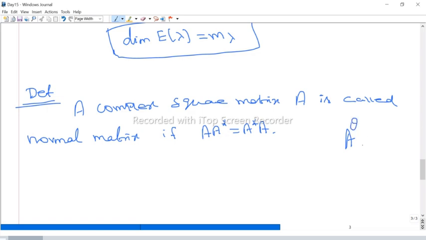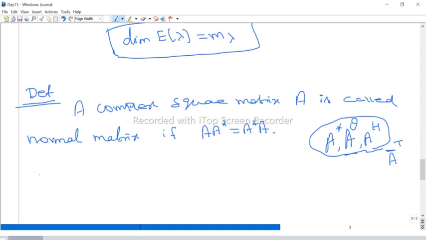So keep in mind what A star is. Sometimes some books use A theta, some books use A power h. So what is the meaning of these? It's nothing but you take the conjugate of each term of the matrix and then take the transpose. That is what I am using as A star. So A star, A theta, A power h all have the same meaning: take the conjugate of each term of the matrix and then take the transpose.